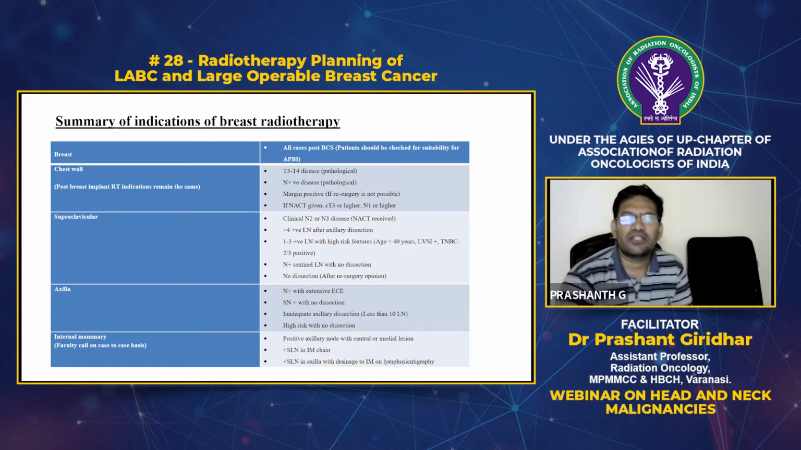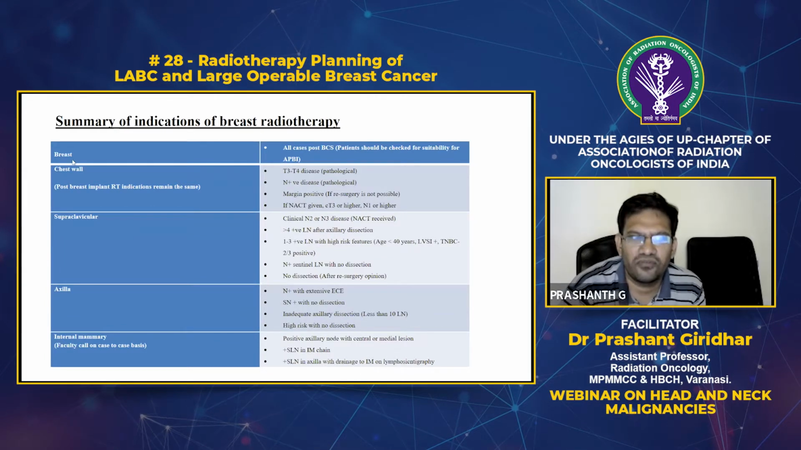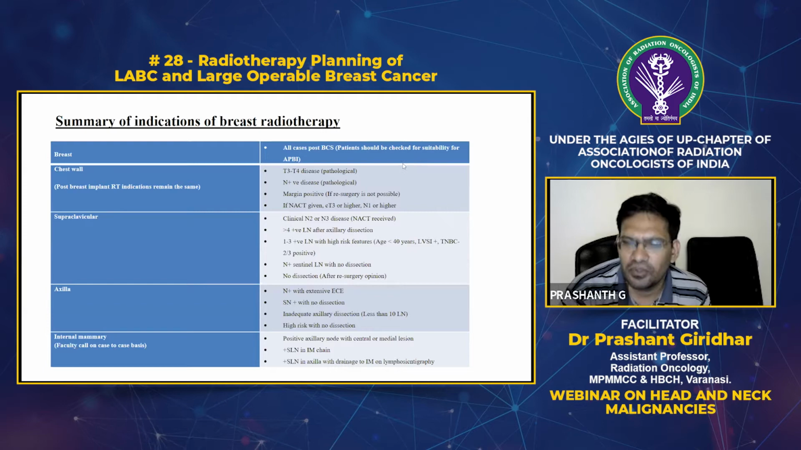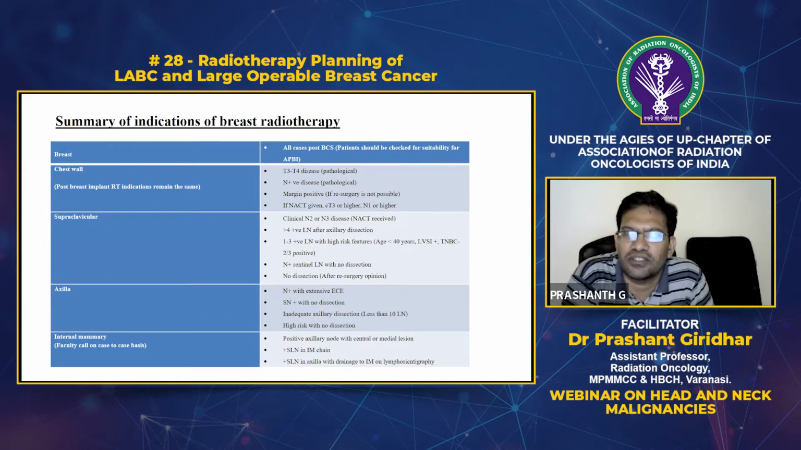So this is the summary of indications of breast radiotherapy. Breast radiation would be required in all patients who have undergone breast conservation surgery. Chest wall radiation is indicated if there is pathological T3 and T4 disease and node positive disease, or if the margin is positive and resurgery is not possible. And if NACT is given, clinical T3 or higher, or N1 or higher.